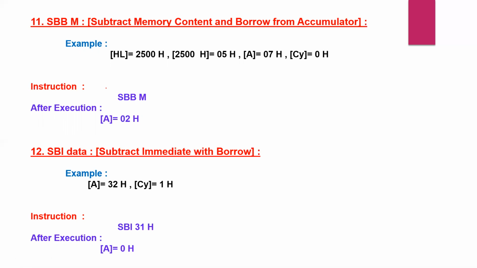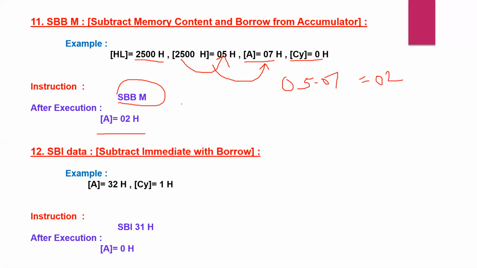For example, consider HL pair has memory address 2500 and 2500 contains data 05H. Accumulator has data 07H, carry is 0. After subtraction of 05 from 07 is 02. Our instruction is SBBM, means data in memory address subtracted from the accumulator and carry. And after execution, accumulator contains data 02H.